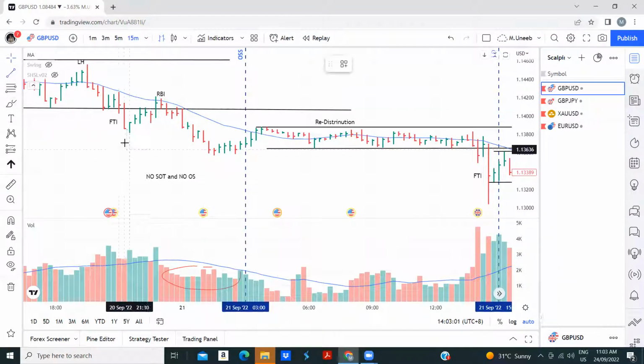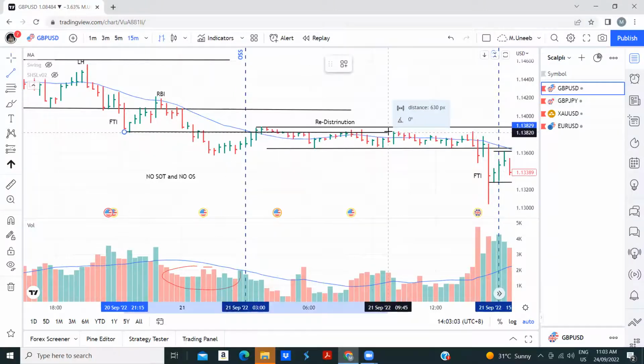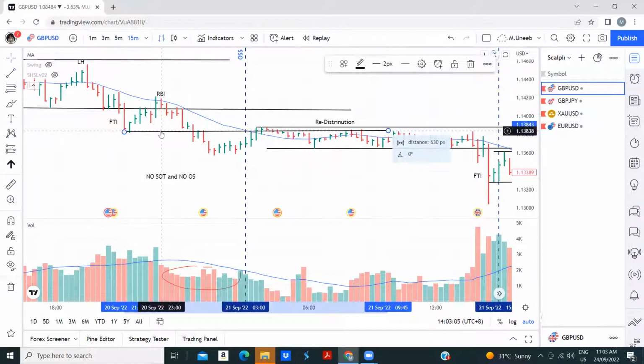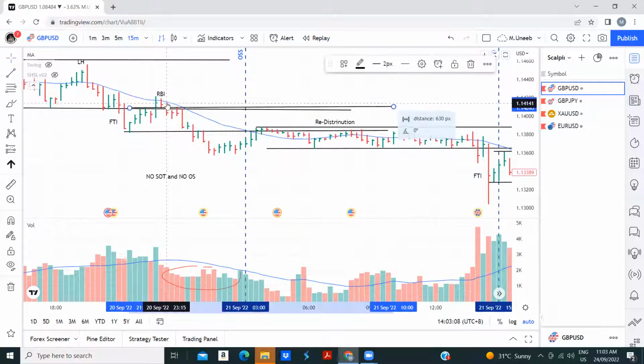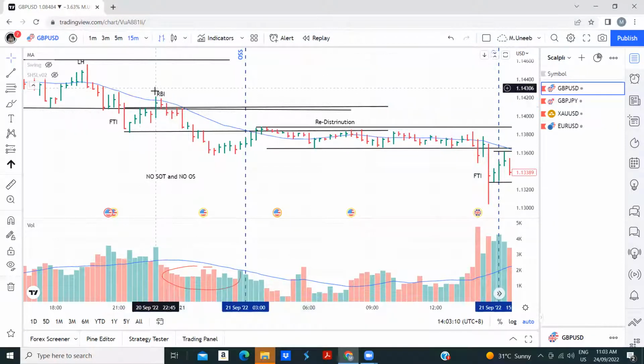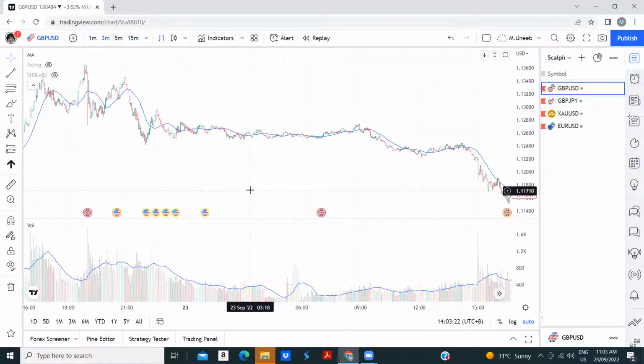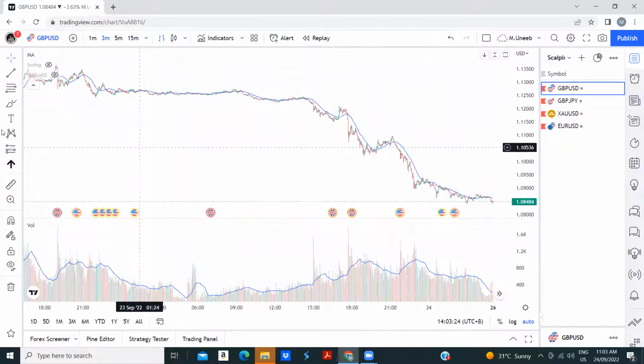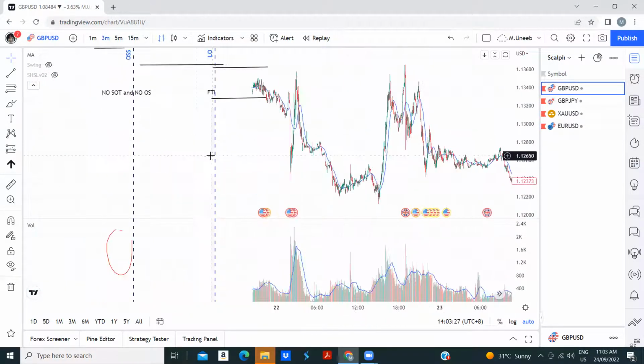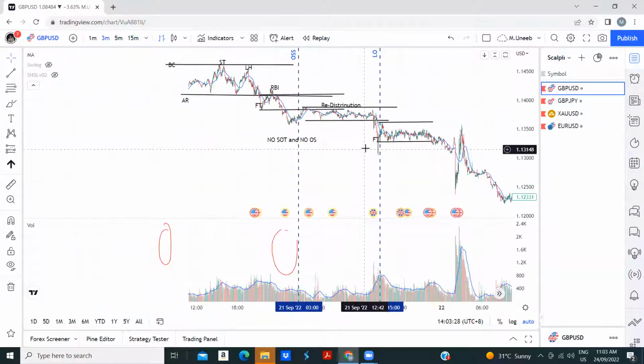After FTI, as I told you, the price forms what? Again, a kind of redistribution, right? FTI from the redistribution, and then again there's a redistribution and the price breaks down, right? So you forgot to draw this. Check again, because after FTI there is always a redistribution, right? We need to draw from the redistribution as well. Now we have a clear structure.